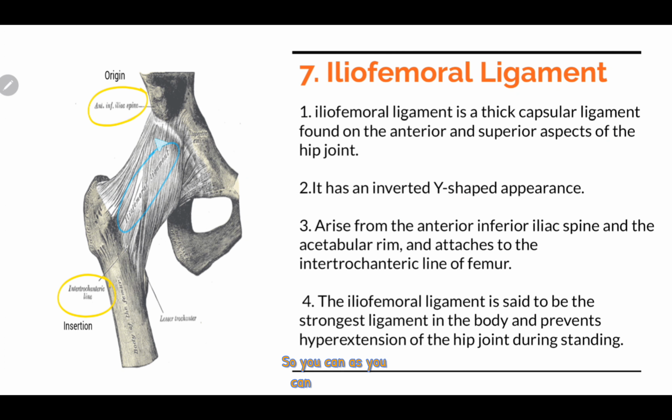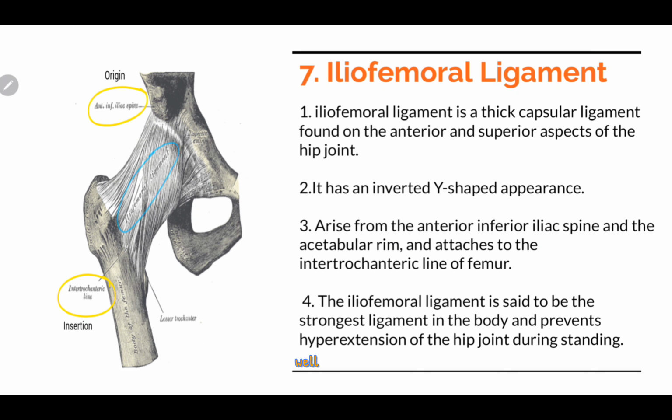As you can see in this picture, this band you can see here is the iliofemoral ligament, and you can see it as an inverted Y. Y appears like this. Here it has an inverted Y appearance. Now the third point is that it arises from the anterior inferior iliac spine and the acetabular rim and attaches to the intertrochanteric line of the femur.